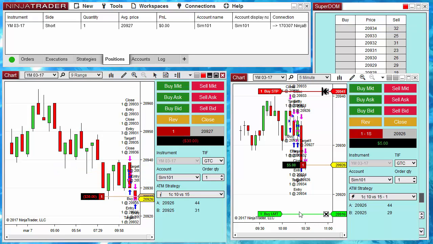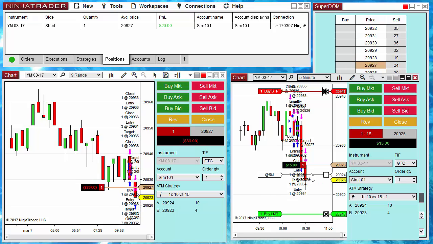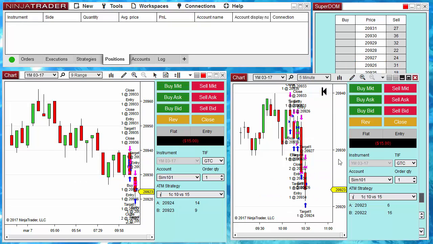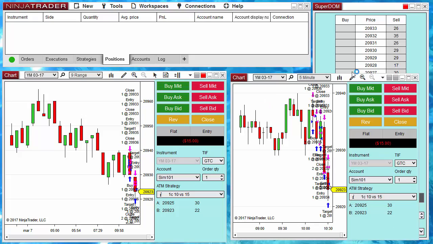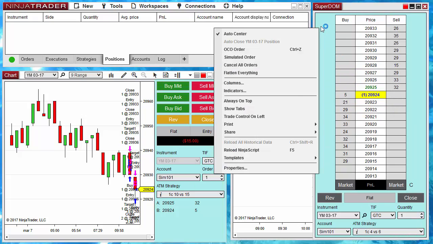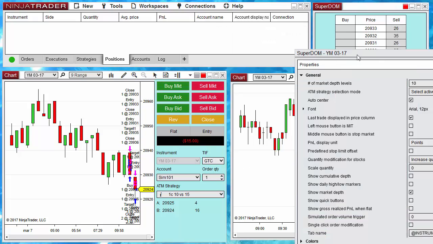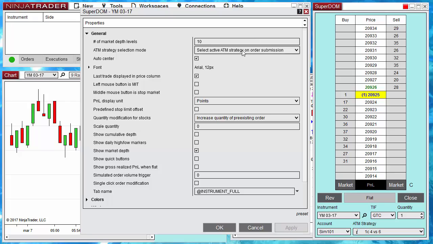Now we can close one position on the left and one position on the right. Target filled. Target filled. On the DOM we also have the same options. The default is always to auto select the last ATM used.